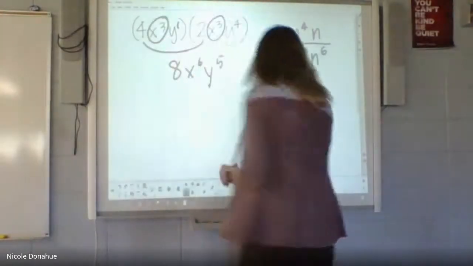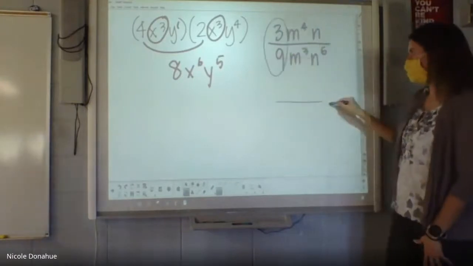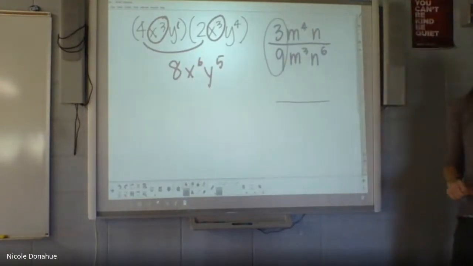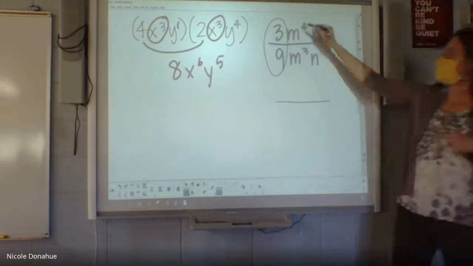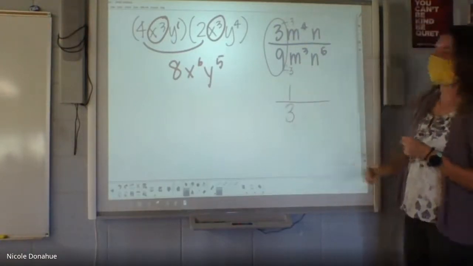All right, so in this case, you guys, we have 3/9. A lot of you guys just overthought this. So 3/9, you divide these each by 3. So this would be 1/3.